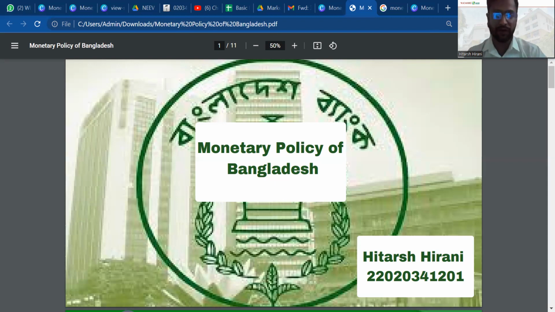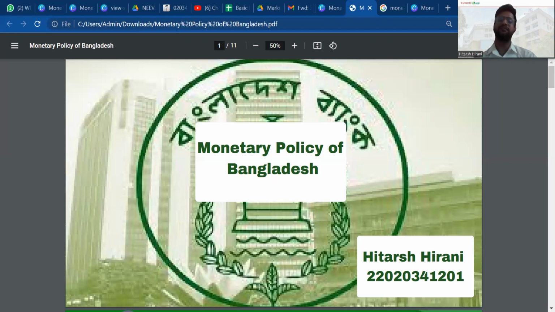Second, reserve requirements. The central bank in Bangladesh also uses reserve requirements as a tool to influence the money supply in the economy. Reserve requirements refer to the percentage of the deposits that commercial banks are required to hold in the form of reserves with the central bank. If the reserve requirements are increased, commercial banks are forced to hold more reserves with the central bank, which reduces the amount of money they can lend to the public.